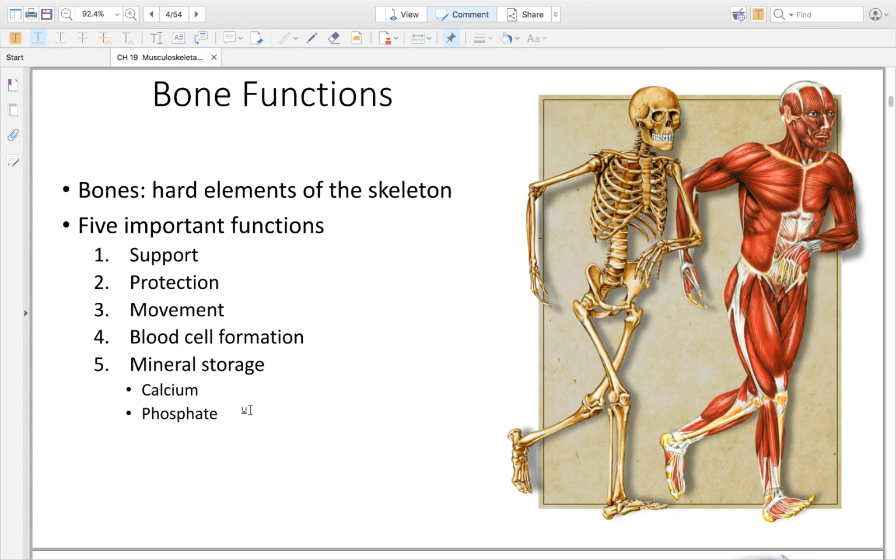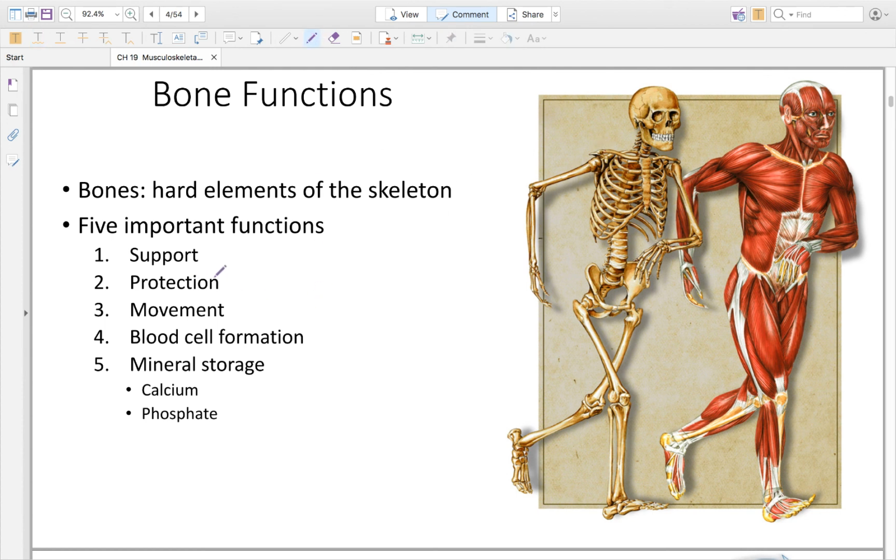All right, so let's talk about bone functions. Now, of course, our bones are the hardest element in our body. It has 5 primary functions. To support: supporting the body, meaning it gives your body framework, and it supports the muscles and their ability to attach.